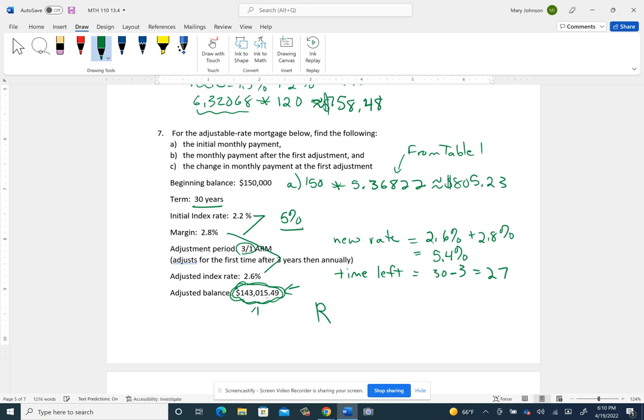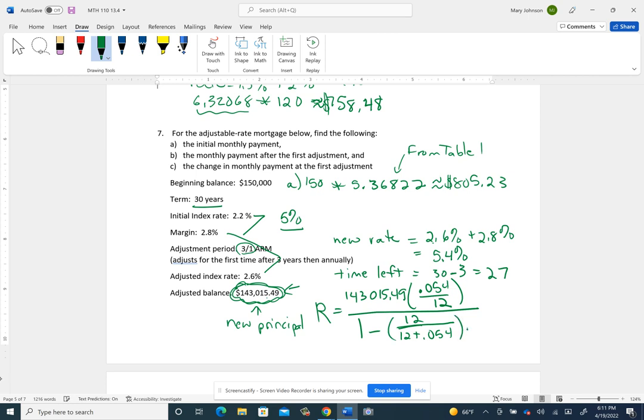That's like the new principal. That's like the new principal amount. So that's the way to think about it. So you're going to go in and put in the $143,015.49. Put in your new interest rate, which is annual, so you have to divide by 12. Then down here, we're going to do that formula, right? And all of that gets raised to the 12 times the number of years, but we're going to be putting 27 now instead of 30 because we've already paid on this for 3 years, right?